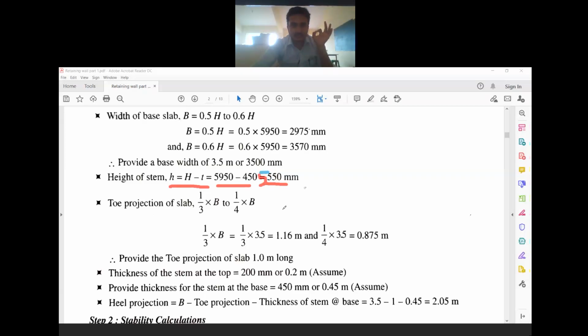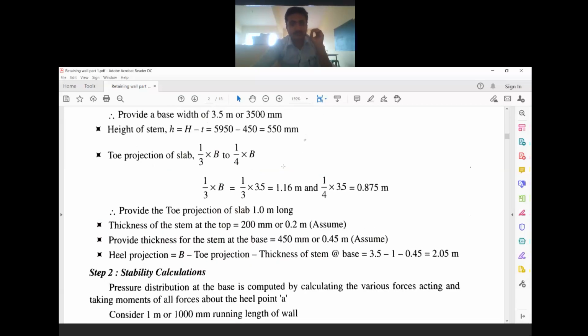Okay. Height of stem. So next, toe projection of slab. So toe length ಎಷ್ಟಿದೆ? So it should be between B by 3 to B by 4. So here also we have some range. So toe projection ಎಷ್ಟಿರಬೇಕು? 1 by 3 B, that means width ಎಷ್ಟಿದೆ, 3.5 meter. 3.5 ಡಿವೈಡ್ ಬೈ 3 ಇರ್ಬೋದು ಅಥವಾ 3.5 ಡಿವೈಡ್ ಬೈ 4 ಈ ರೇಂಜಲ್ಲಿ ಇರಬೇಕು. ಸೊ ಆ ರೇಂಜ್ ಎಷ್ಟು 1.16 ಮೀಟರ್ ಟು 0.875 ಮೀಟರ್.